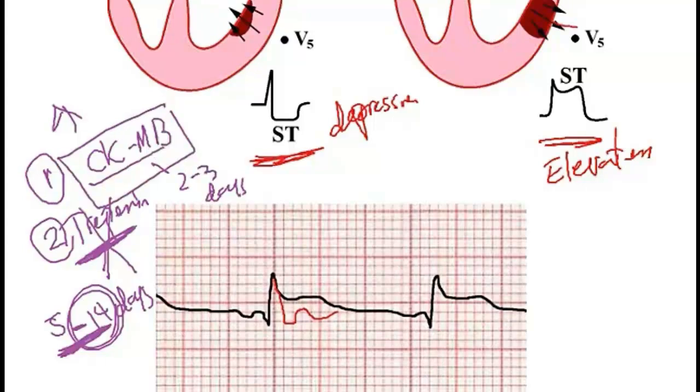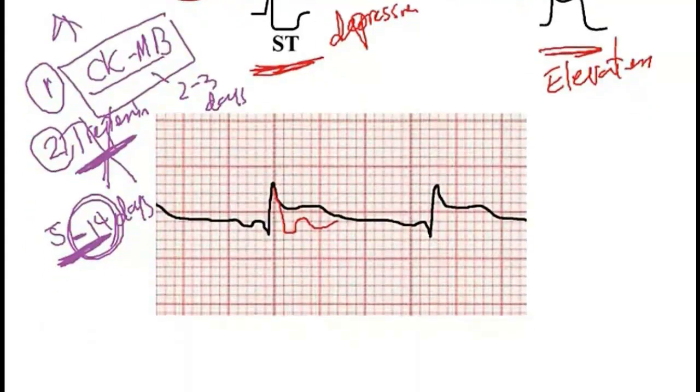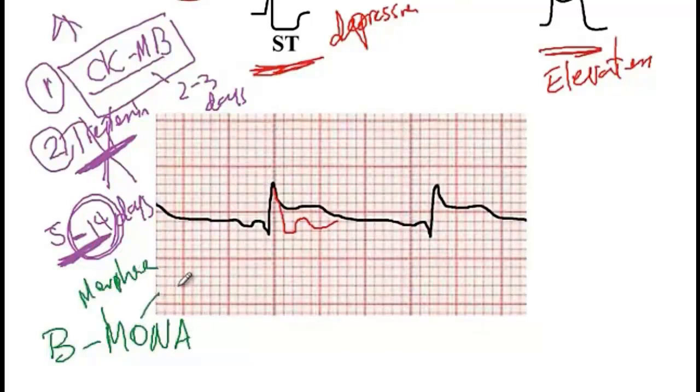Now, the treatments that you can use in patients that are developing myocardial infarction include the B-MONA. So B stands for beta blockers, M for morphine to help with the chest pain, O for oxygen to help deliver more oxygen to the heart, N for nitrates. It causes dilation of the vessels, particularly the veins, and so less blood will go to the heart, and it would lessen the work of the heart. And then finally, aspirin.